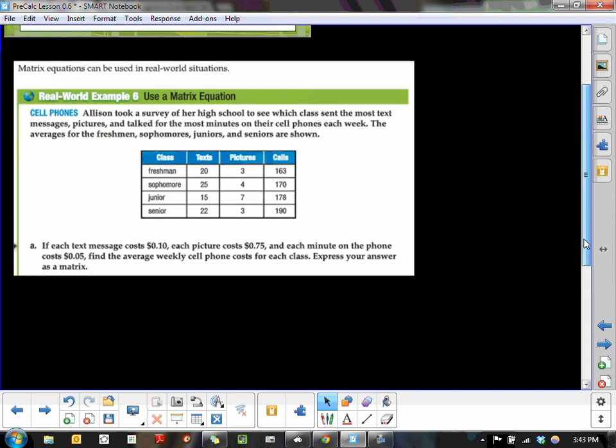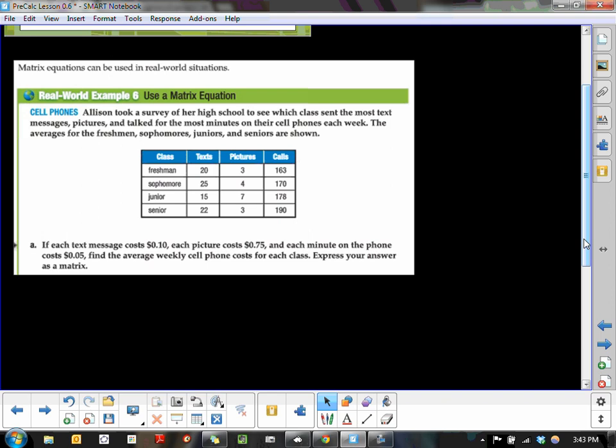So what we want to do is find the total cost for each class. Thinking outside of a matrix, to find the total for a freshman, we'd have to take the 20 times 10 cents, this times 75 cents, and this times 5 cents, and get our total. Then we'd do 10 cents times the sophomores' texts, 75 cents times pictures, and then 5 cents. We're going to do this repeatedly for every class.